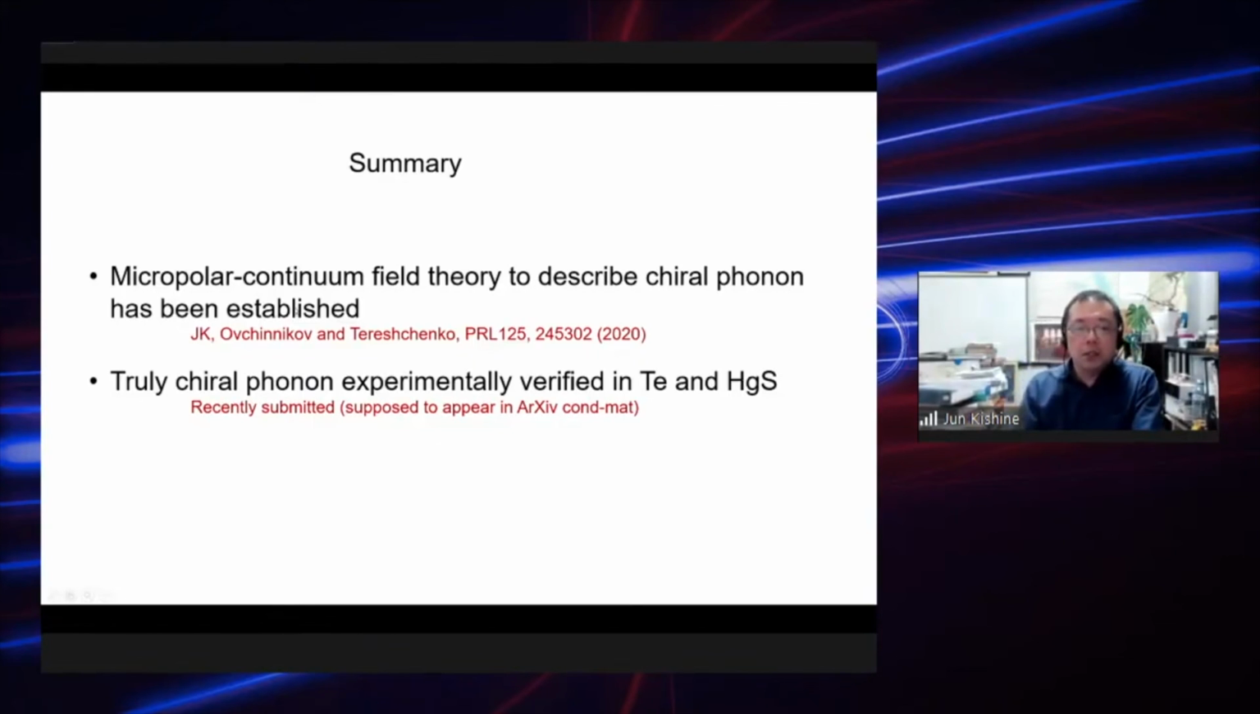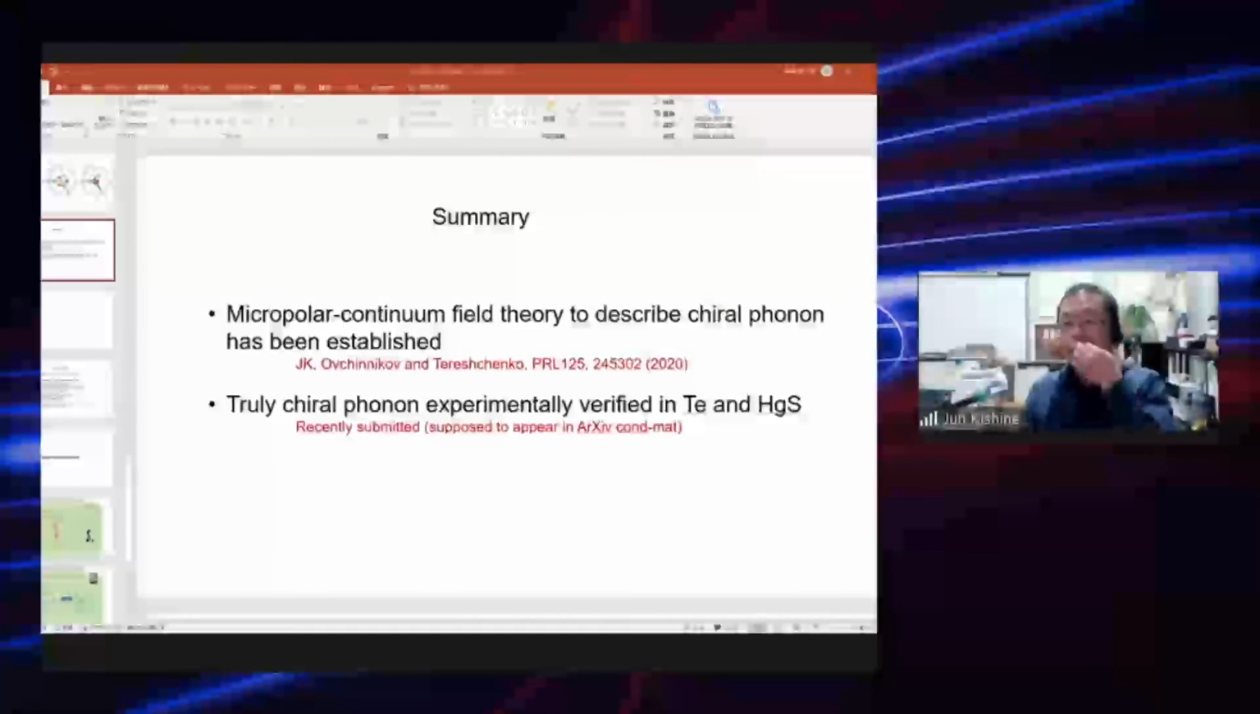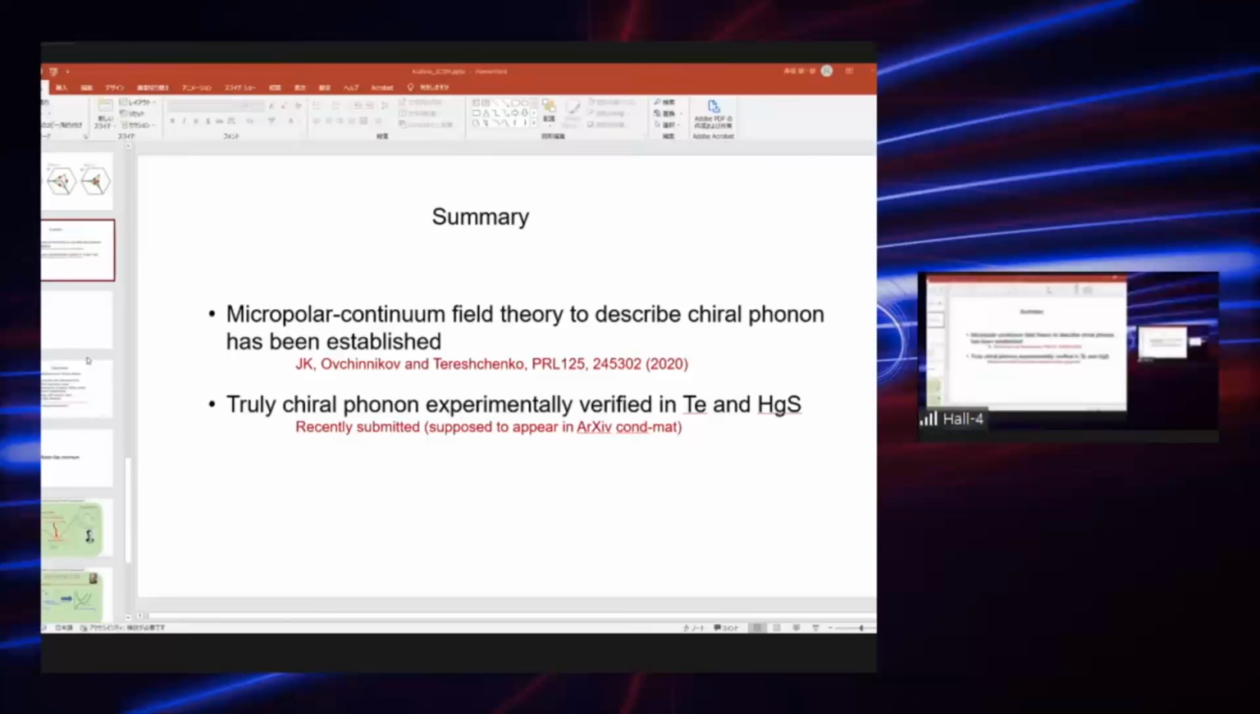This first part has already been published, as I mentioned, in this paper together with Sasha Ovchinnikov and Alexei Tereshchenko. And as for the second topic, the experimental detection of truly chiral phonons in tellurium and cinnabar, we recently submitted a paper. The paper is supposed to appear on the arXiv cond-mat. Okay, so thank you.